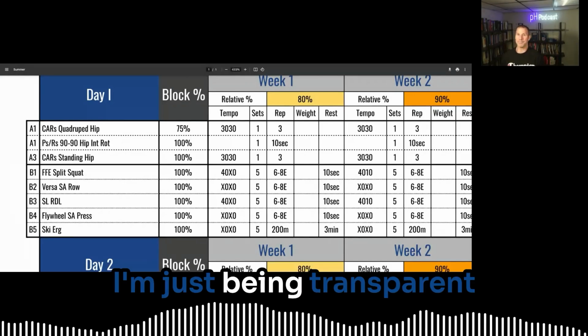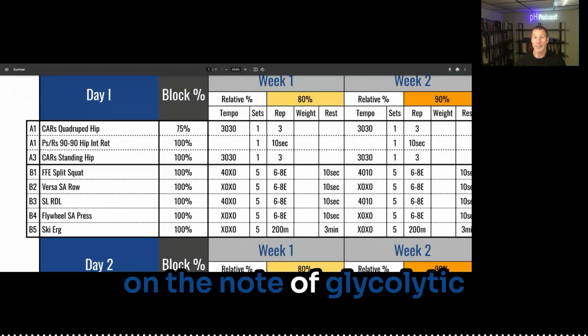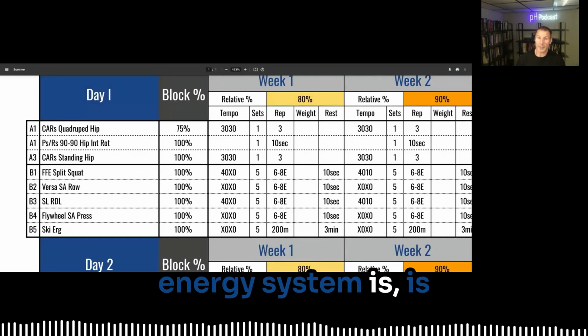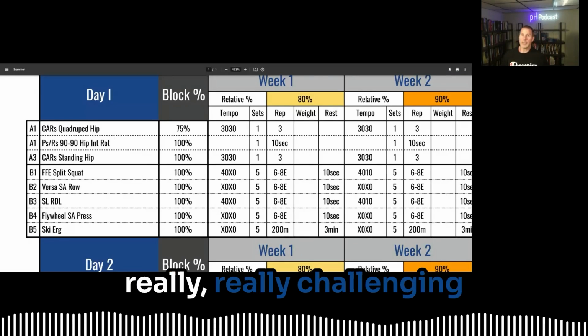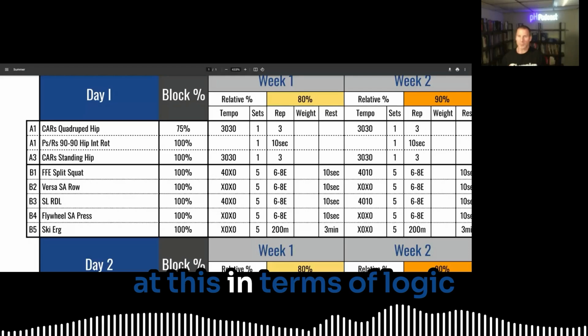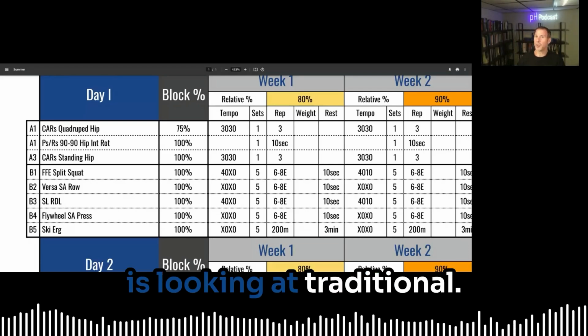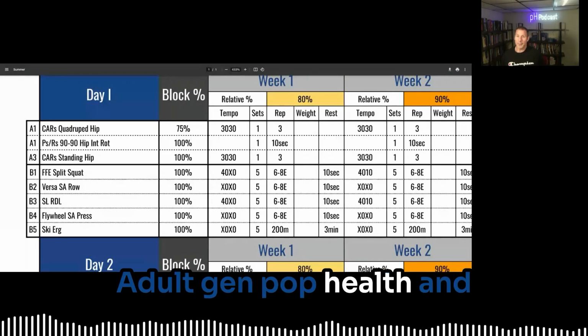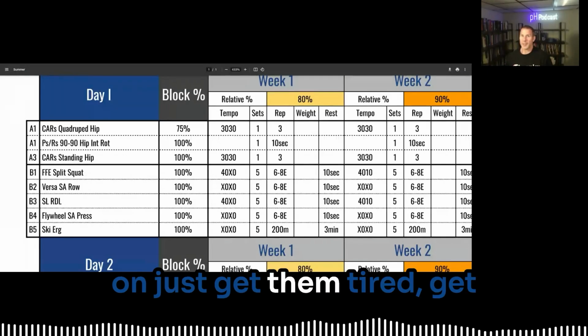I'm just being transparent that the glycolytic energy system is really, really challenging to maintain quality in. And I think we could look at this in terms of logic: traditional adult gen pop health and fitness is really focused on just get them tired, get them sweaty.